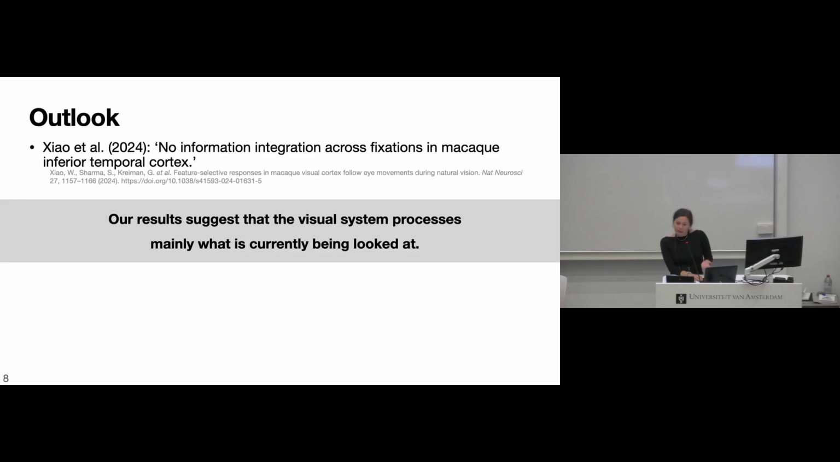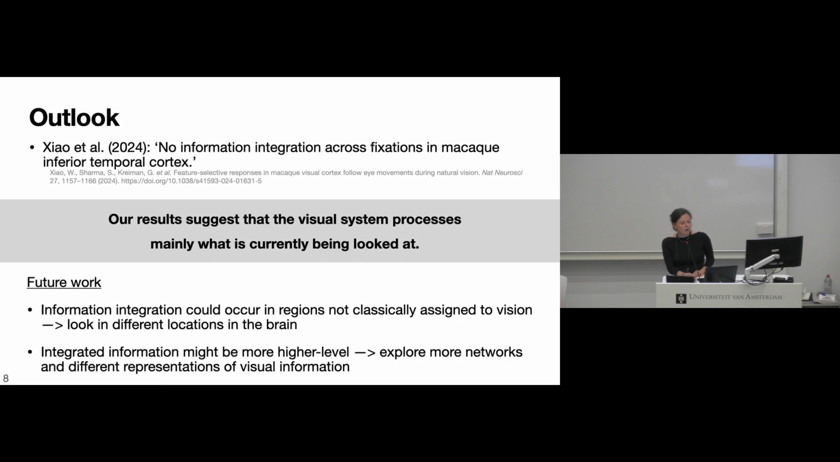Of course it could be that the integration of information just happens elsewhere in the brain, maybe in areas that are not classically assigned to vision. So in future work we definitely want to look across the whole cortex, at different areas in the brain. And it could also very well be that the information that eventually gets integrated is a bit higher level or a bit more semantic. So we definitely also want to look at different networks and different representations of information.